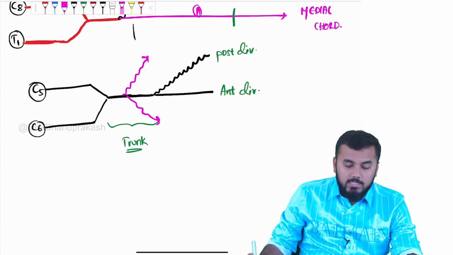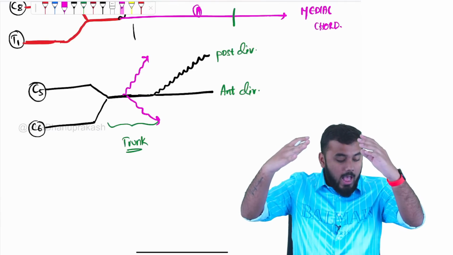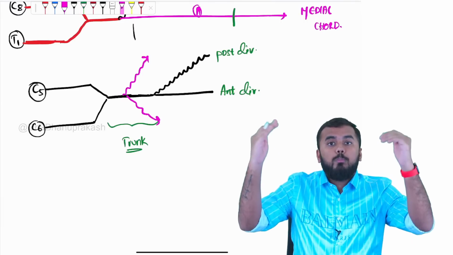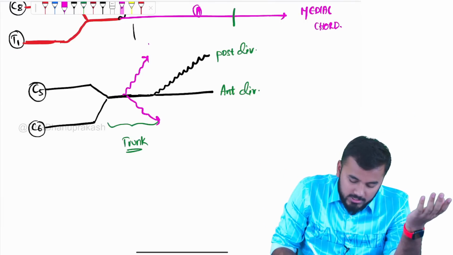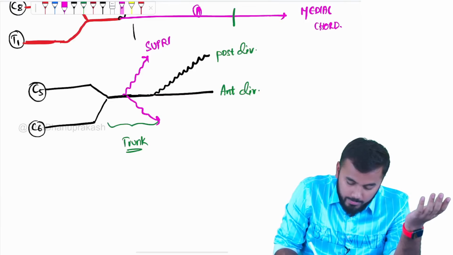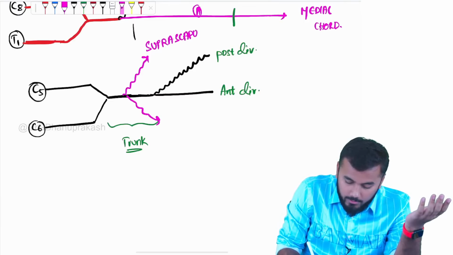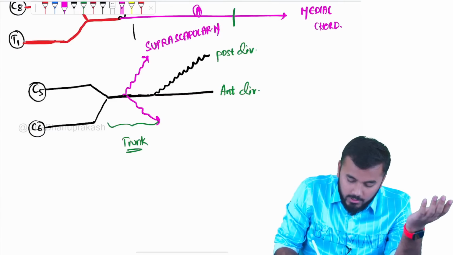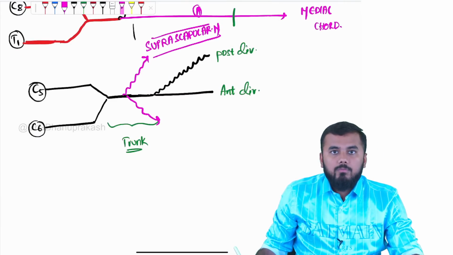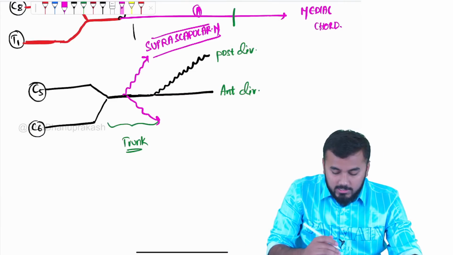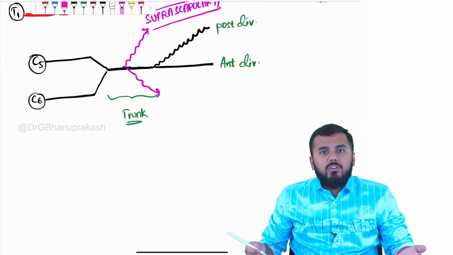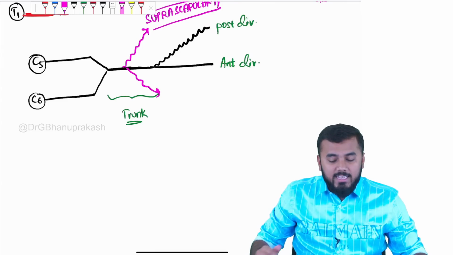So what is that nerve? It is going up. Up in the sense supra. So this is called the suprascapular nerve. And what is the lower one? The lower one is called infra. Not infrascapular.